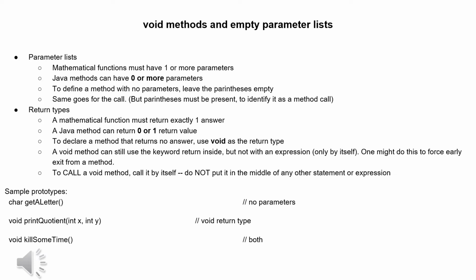So if your method is going to return an integer, this return type will be int. If it's double, the return type will be double, right? There are some cases that your method doesn't return anything. So the return type here will be void.